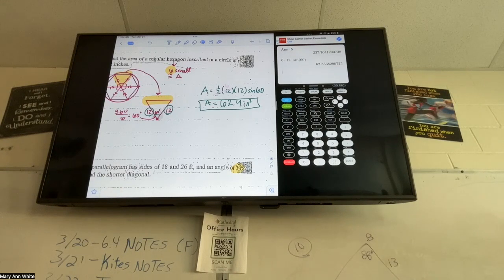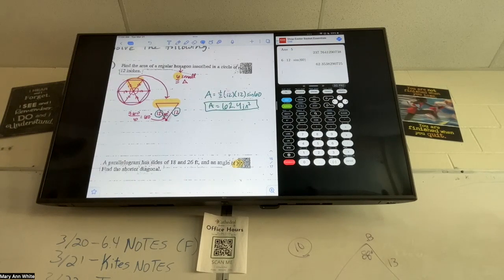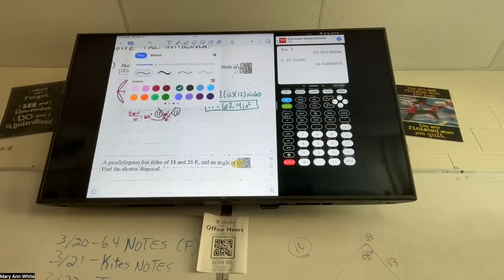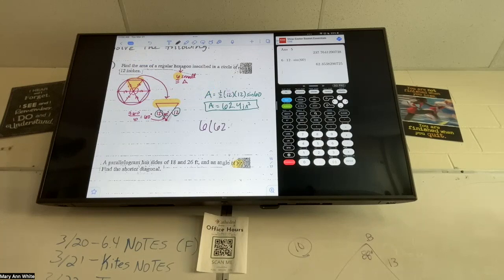Now, I am not done because that's just one triangle. The area of one triangle is 62.4. What's the area of the entire hexagon? Well, how would you do that? What's the math you did? I just multiplied that by 6. Good, because there's 6 triangles, so we're going to multiply the area that we get times how many triangles there are. So I'm going to do 6 times 62.4. And I get 374.4.